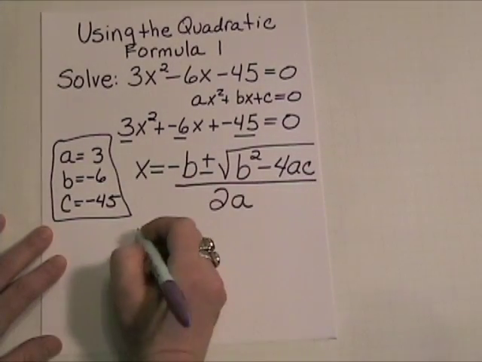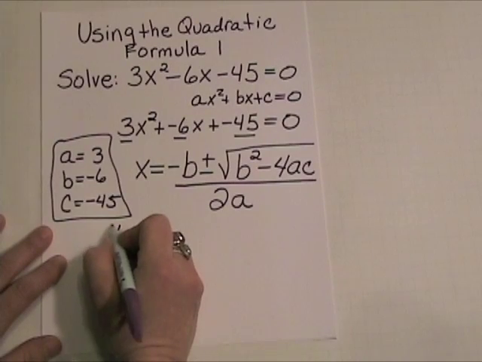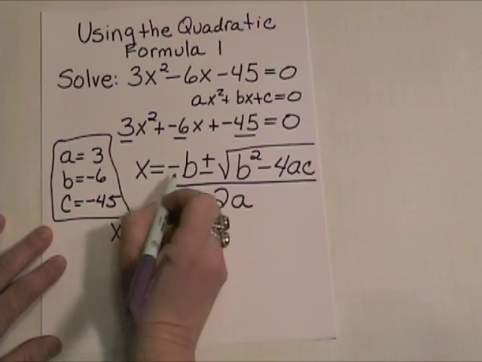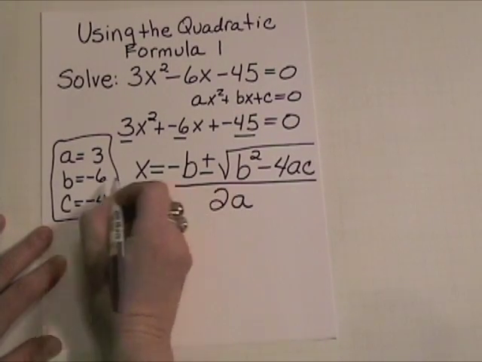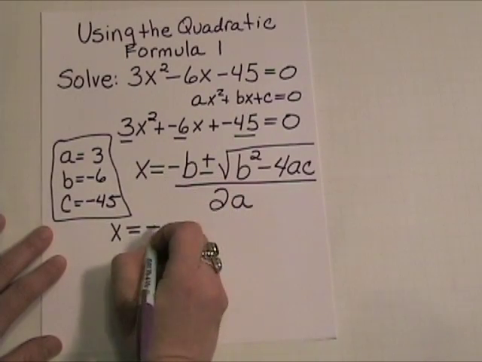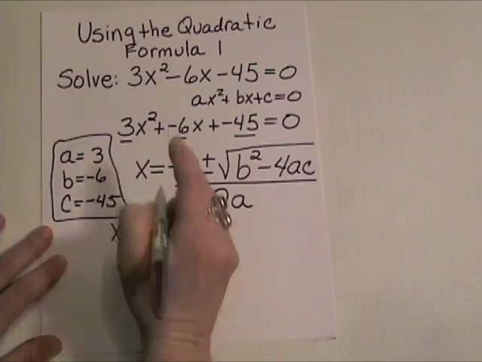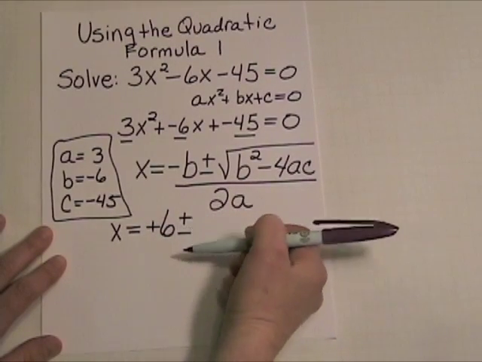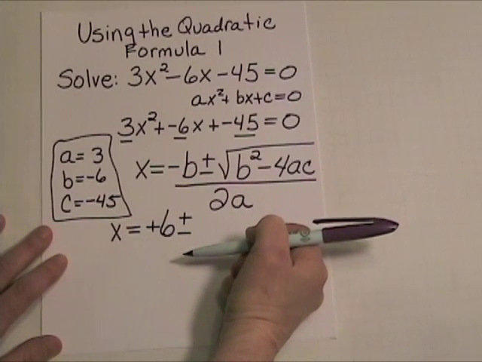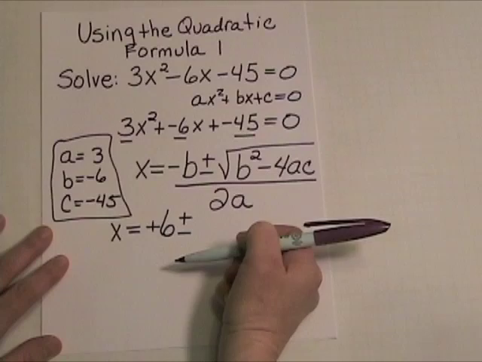Now from this point it's just a matter of substituting in these three values every place we see them in the formula. So we will get x is then equal to the opposite of b, which is negative, oh no, b itself is negative 6. So the opposite of b would be positive 6. Got to be careful here. Plus or minus, which of course means we'll end up with two answers at the end most of the time.